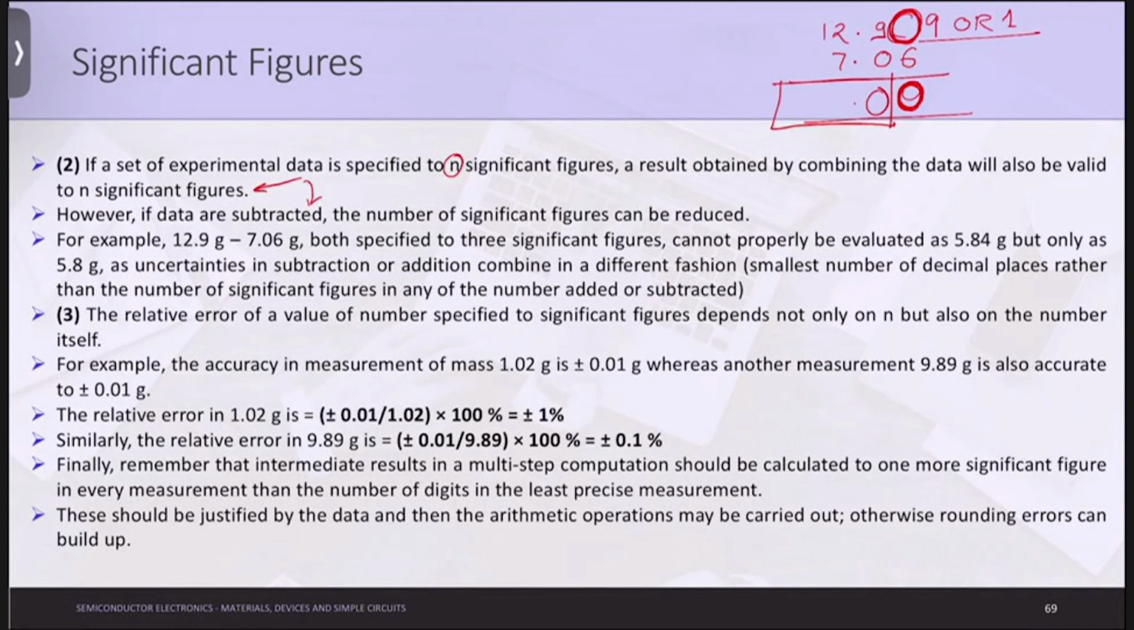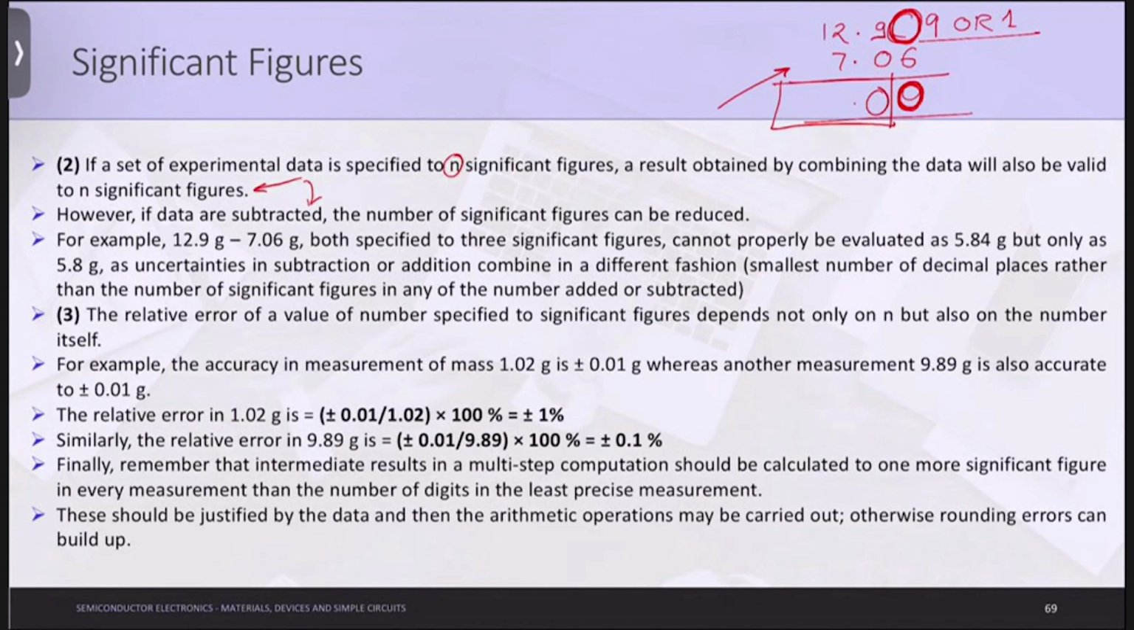So for example, 12.9 grams minus 7.06 grams, both specified to three significant figures, cannot properly be evaluated as 5.84 grams, but only as 5.8 grams, as uncertainties in subtraction or addition combine in a different fashion. I explained why this happens in subtraction. The result should be given to the smallest number of decimal places, rather than the number of significant figures, in any of the numbers added or subtracted. So that was the second rule.